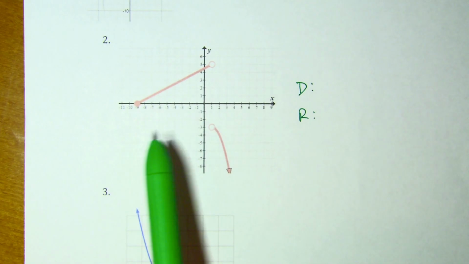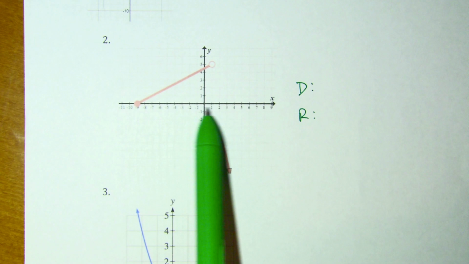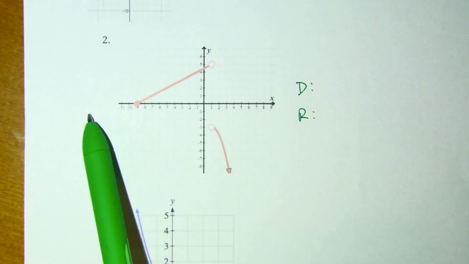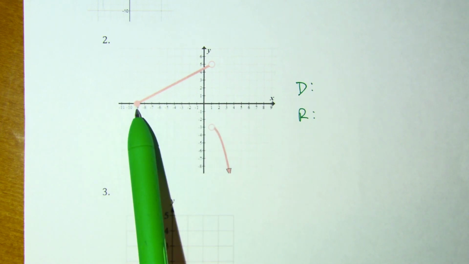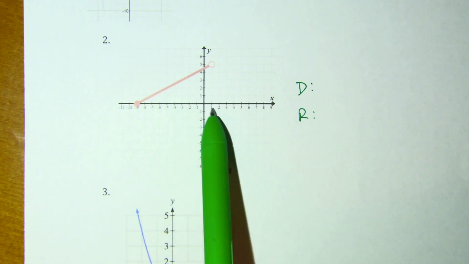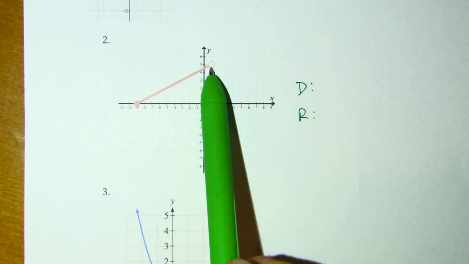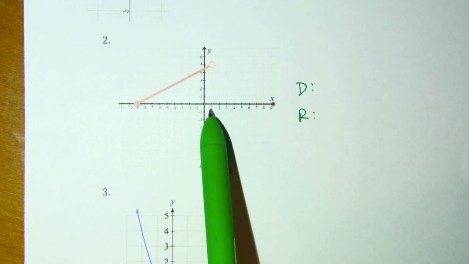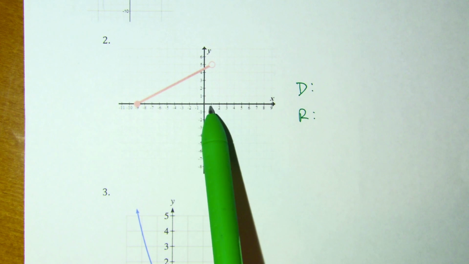Again, my domain is the x values. So looking at the x-axis here, the very first x value I have is here at negative 9, and it's a closed dot there. And then I have x values all the way until we get to 1 here, and then it's undefined there. It's an open dot there. It's also an open dot here. So we don't have the value of 1.